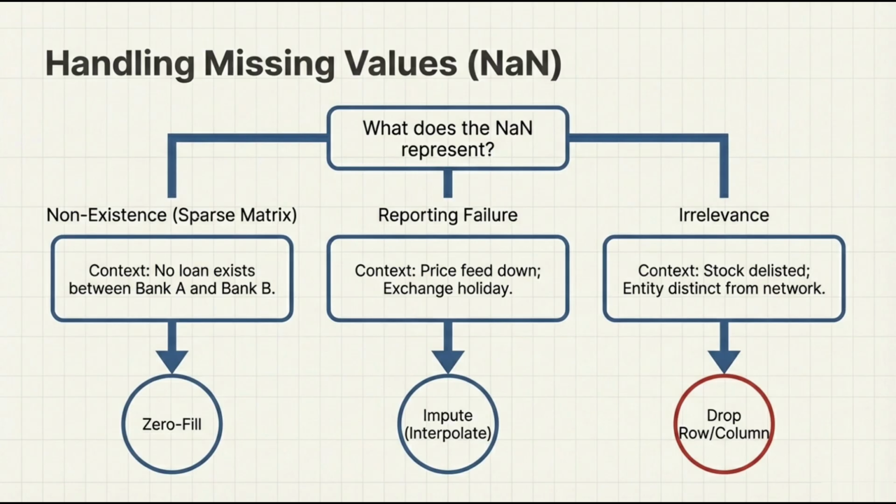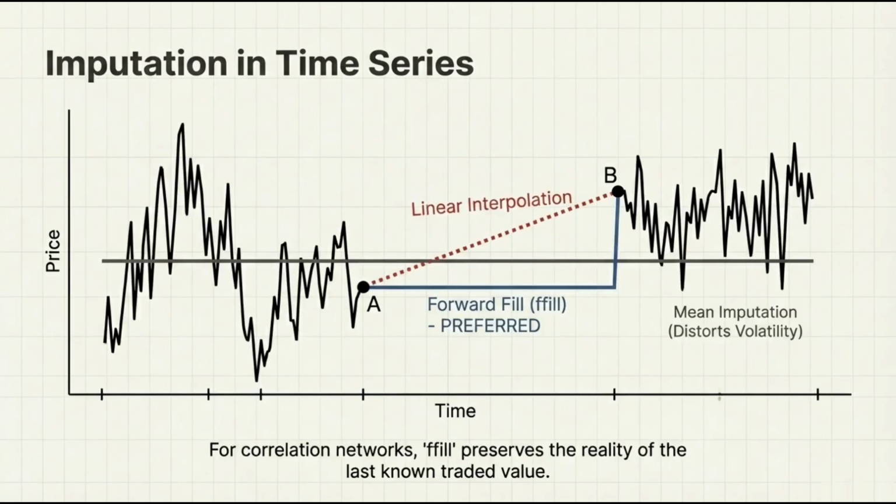It has meaning, and that meaning determines the correct pre-processing response. This slide narrows in on imputation in time series and compares three methods visually. The graph shows a missing segment between point A and point B. One option is linear interpolation, which draws a straight line between the two observed values. Another is forward fill, often abbreviated ffill, which carries the last known value forward until new information arrives. The slide marks forward fill as preferred for this setting.